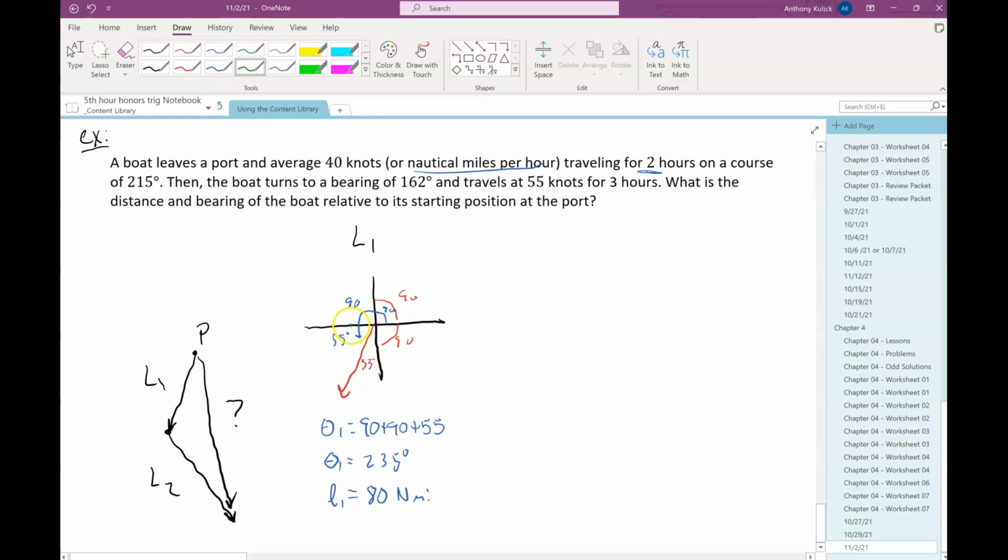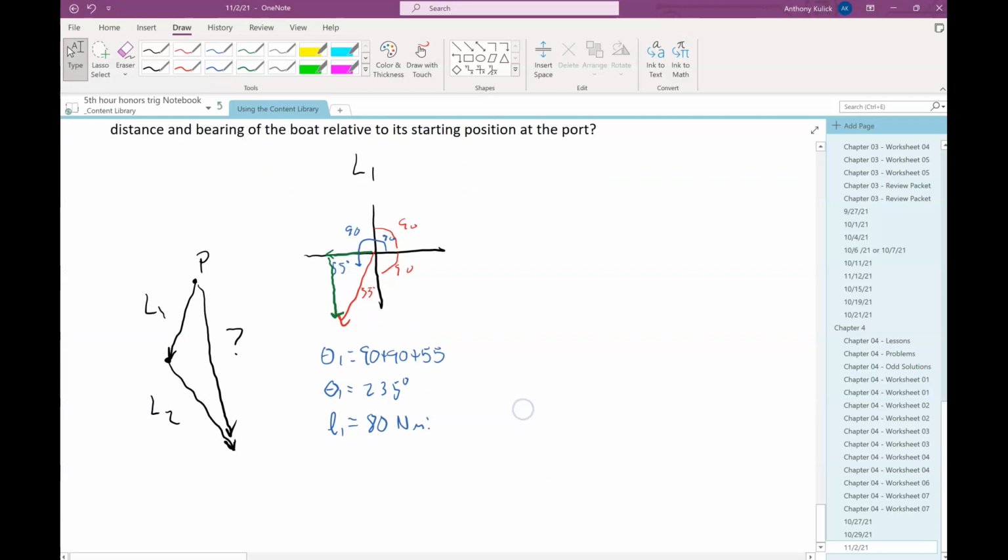And now, just like we described at the very beginning, I'm going to think about this as a horizontal component and then a vertical component. Everybody okay with that idea? So the horizontal component I'm going to call x1, and the vertical component I'm going to call y1. I'm trying to erase it right now, but my pen is being unresponsive.